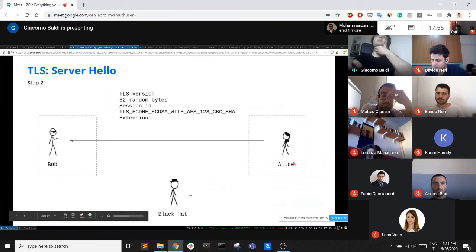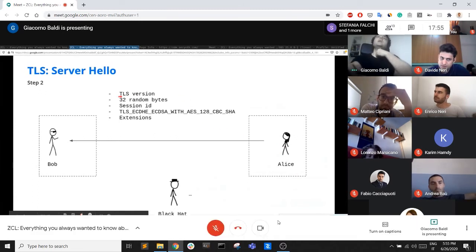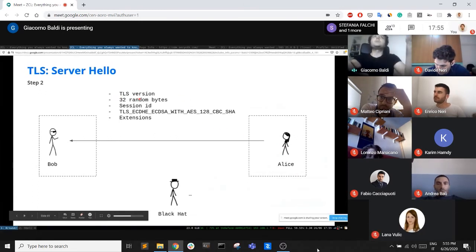Alice, as the server, answers back with: okay, of all the TLS versions that you sent me, I choose this one. Those are my 32 random bytes, the server random bytes. This is the session ID that we'll be using, and this is the cipher suite that I choose to use to talk with you. And also, here is the set of extensions that, as a server, I'm using. Again, Black Hat knows everything of this stuff.